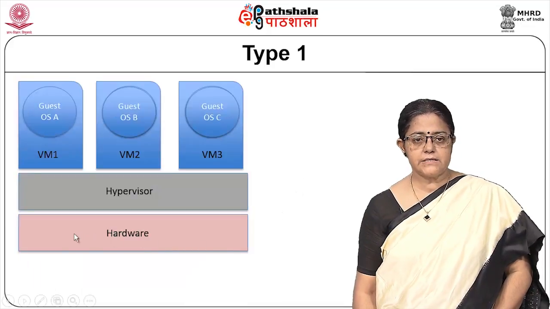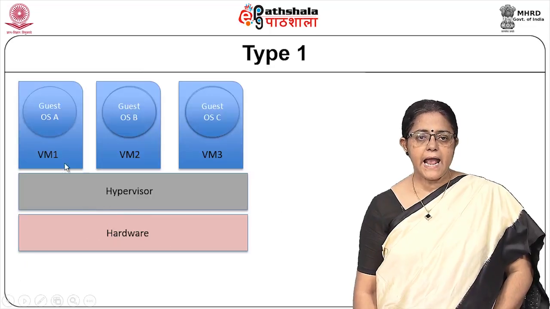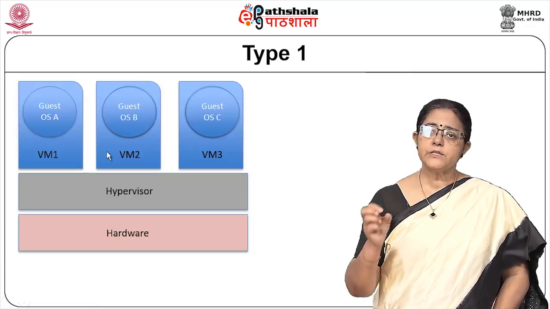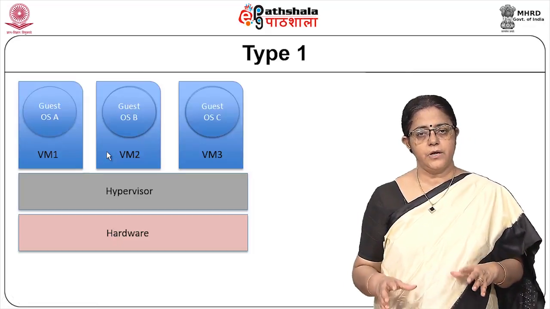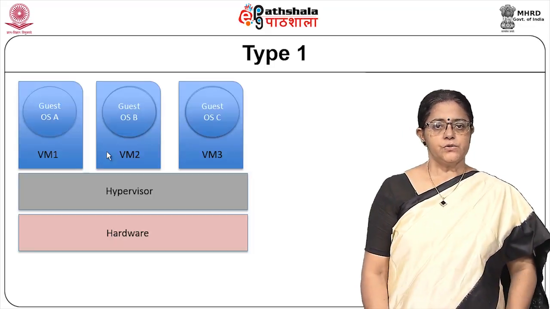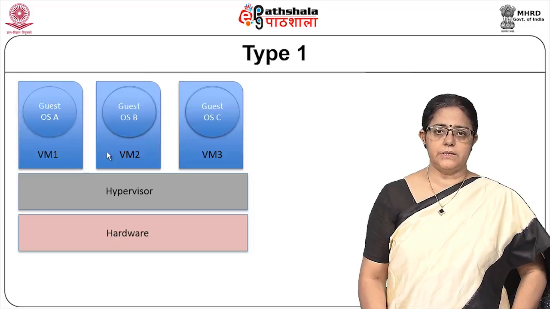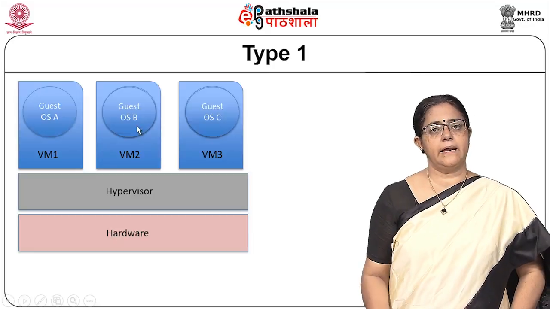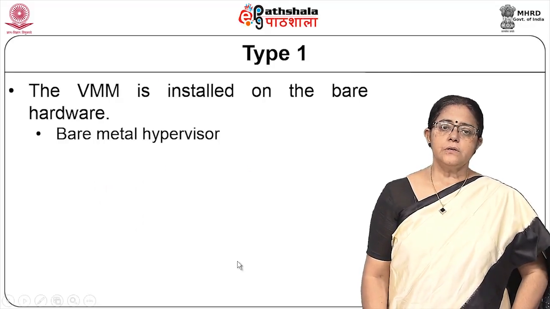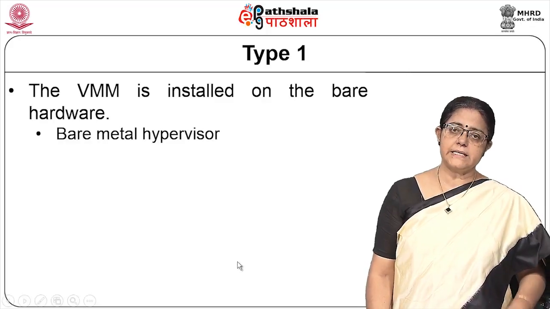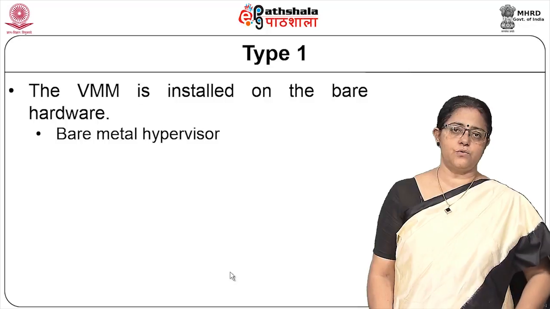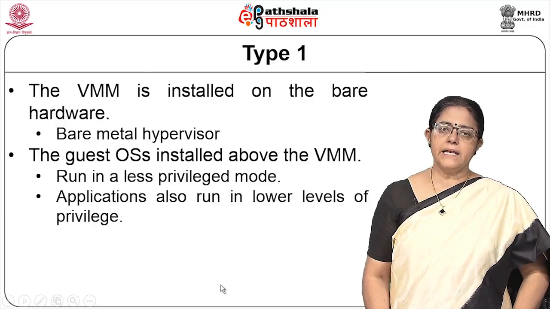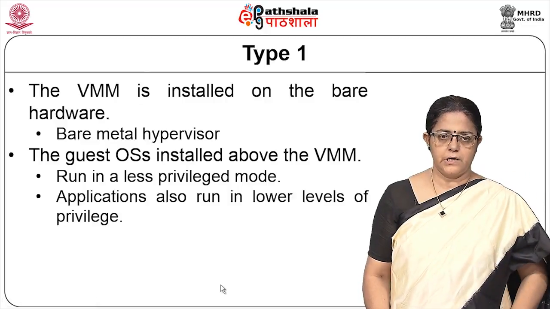This looks like this. So, this is our hardware, this is our hypervisor, and each of these virtual machines will have an application, its own operating system, and a set of virtual hardware. So, any number of virtual machines can be run on this kind of environment, and in each of these virtual machines we can run a separate operating system. Since the VMM is installed on top of the hardware, type 1 is also called a bare metal hypervisor. The guest OS will be installed on top of the VMM.